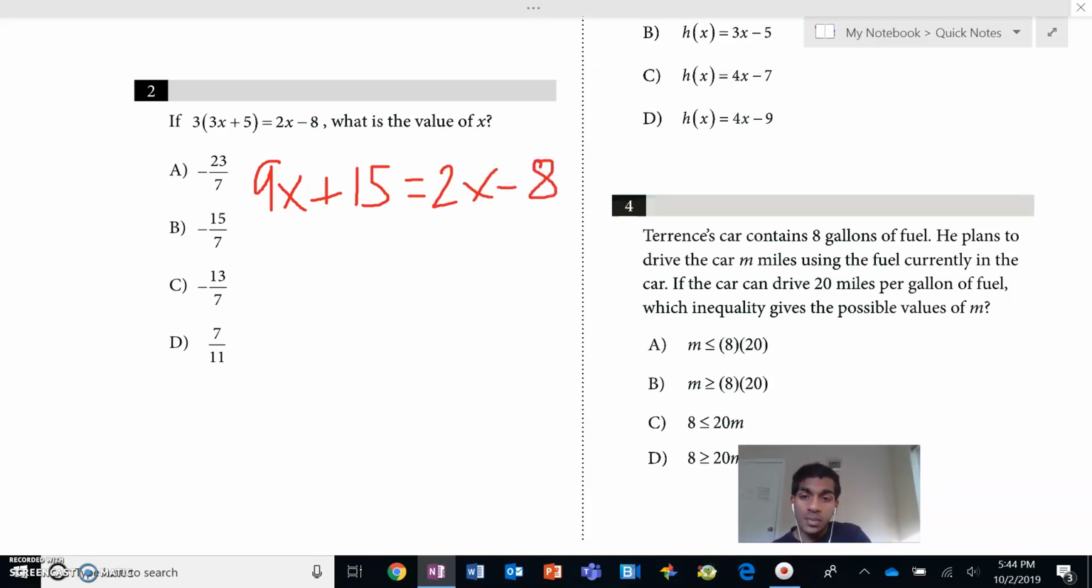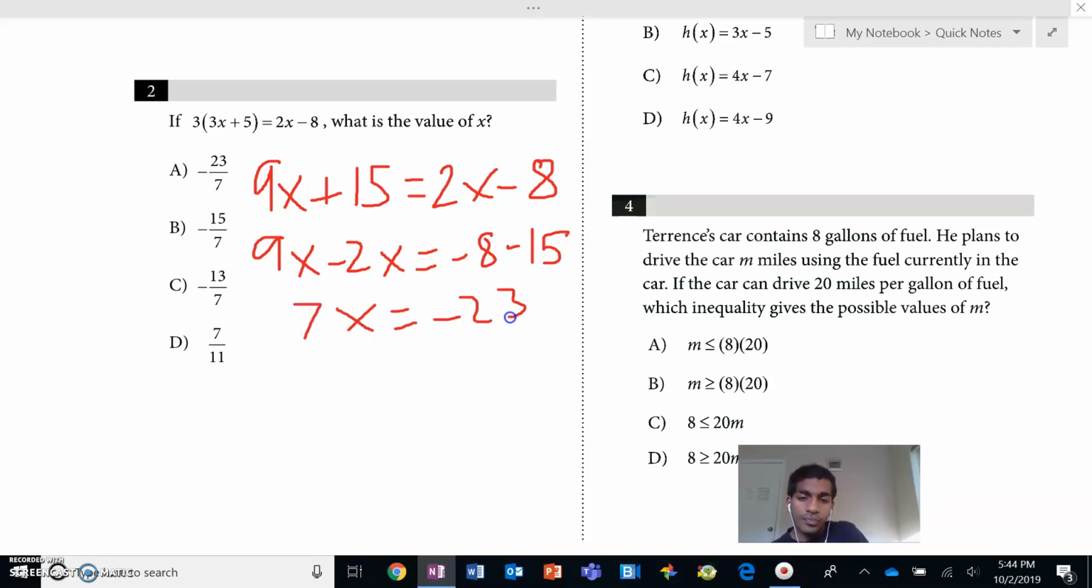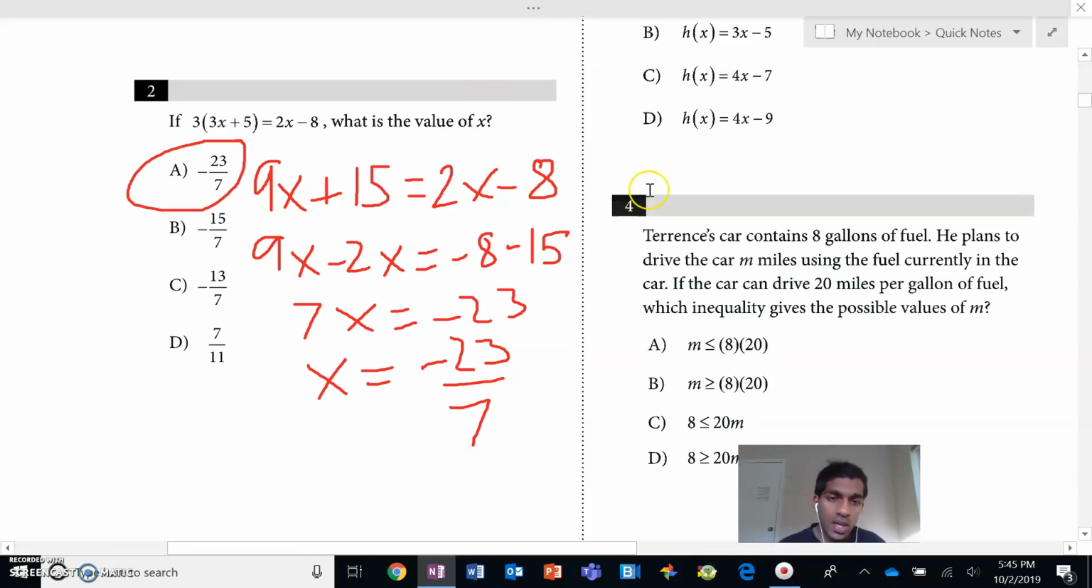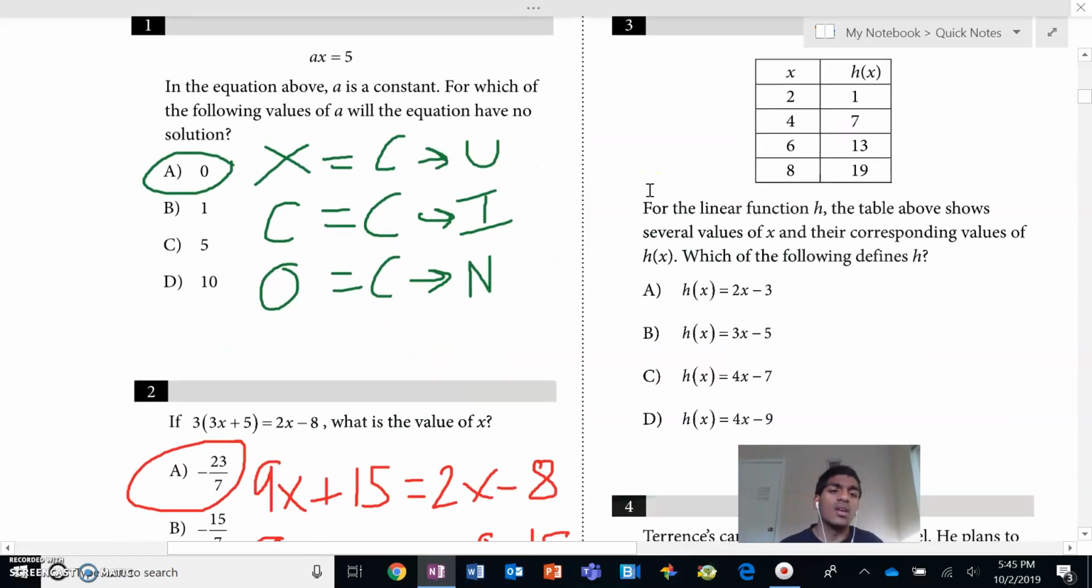Now, I'm just going to stick to my guns, get the variables on one side and get the constants on the other. That's 9x minus 2x equals negative 8 minus 15. So now, simplifying this, that would give me 7x equals negative 23. And x would just be dividing by 7 on both sides, so that's negative 23 over 7, and that is my answer choice A right there. So there we are. Moving on to question number 3.